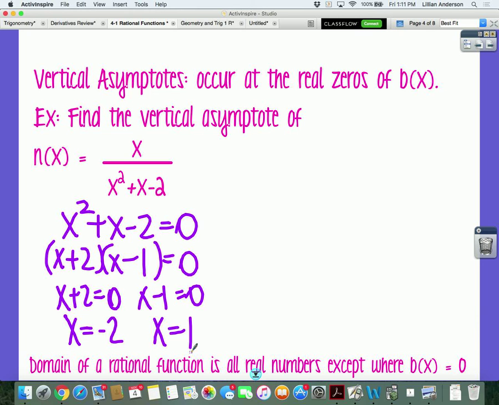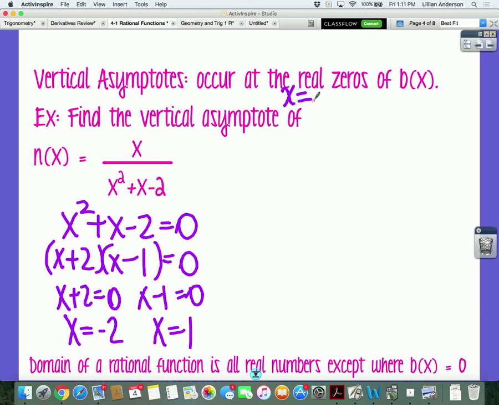Vertical asymptotes are equations that are in the form of x equals some number. Vertical asymptotes are that way. And they are equations, so do not forget the x equals. They are equations. This one has two vertical asymptotes.